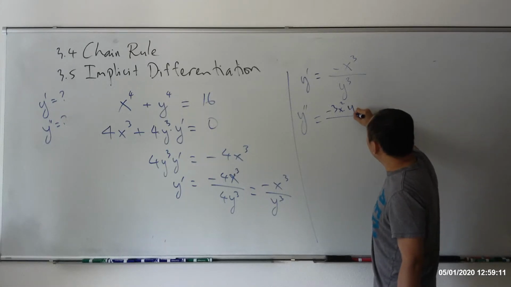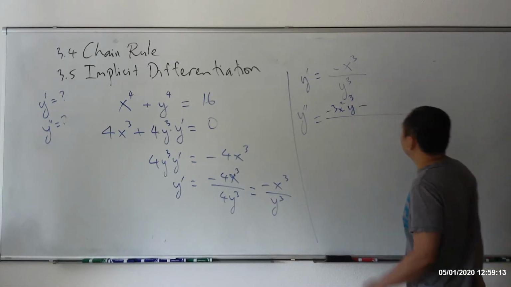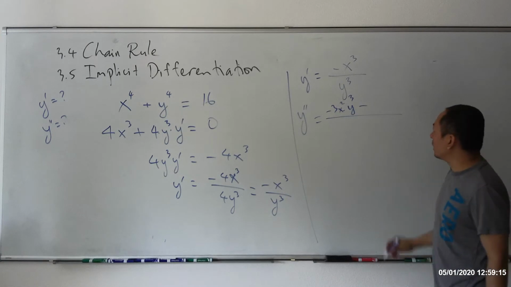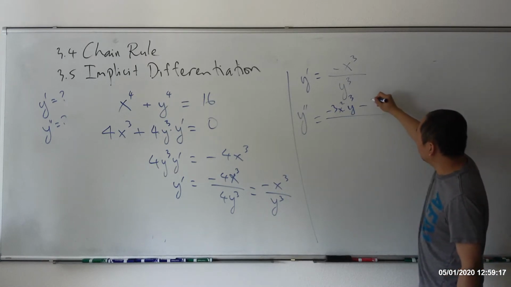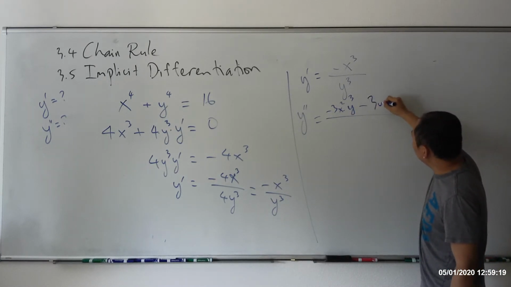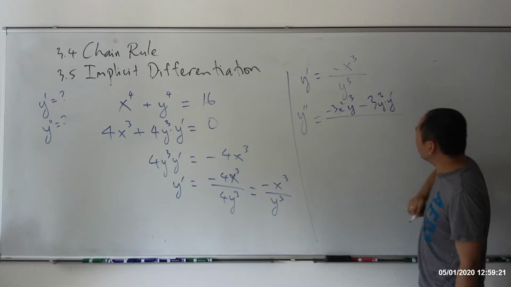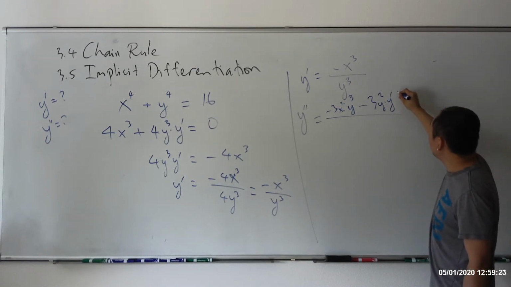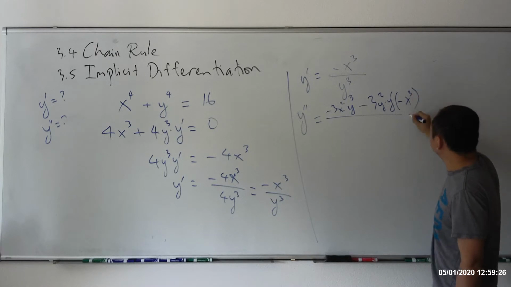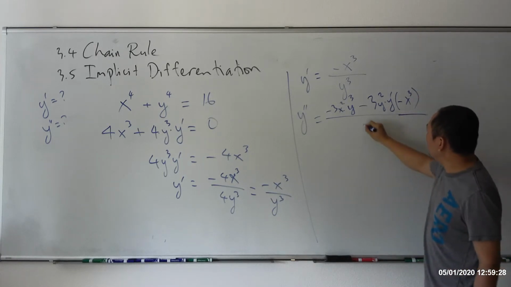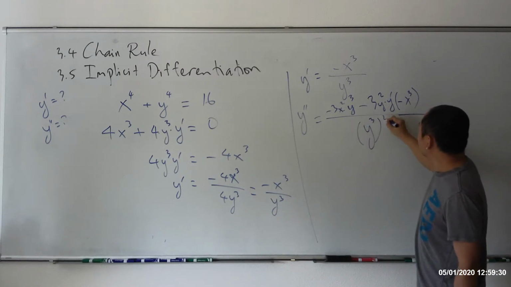times the bottom, y cubed, minus the derivative of the bottom, the derivative of y cubed. Now y is not a variable, so be careful. The derivative of y cubed is 3y squared times y prime, right? Times the top, which is negative x cubed. And everything over y cubed squared.